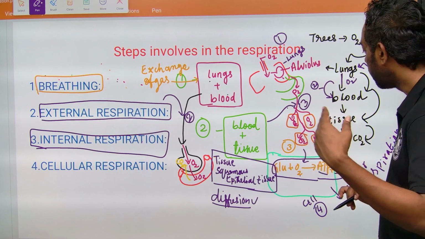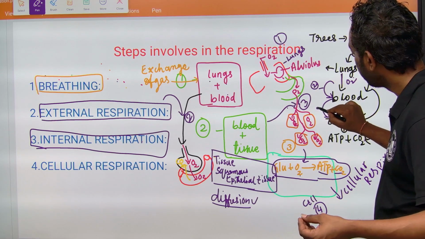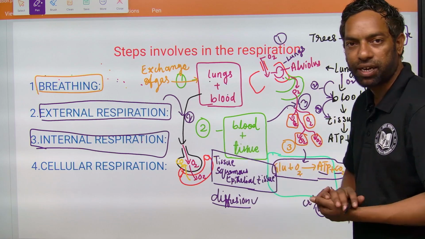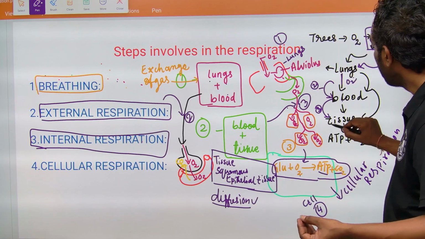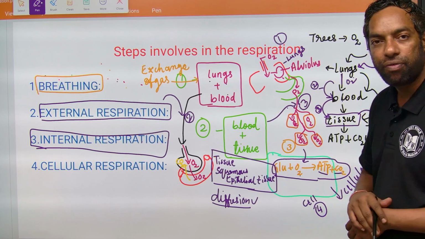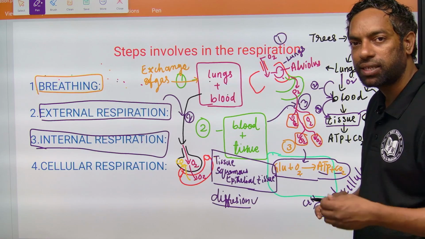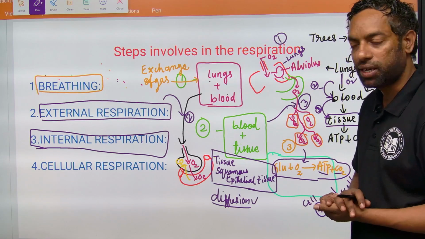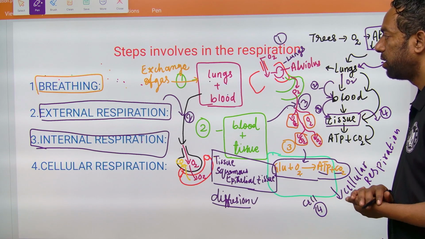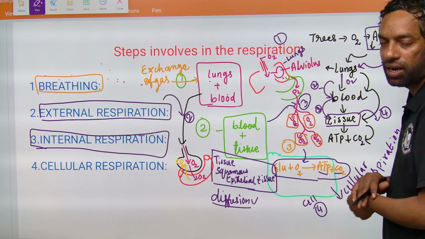Once the oxygen-rich blood is delivered to the tissue, between the tissue and blood there is internal respiration. Finally, in the tissue there is a breakdown of glucose in the presence of oxygen to release energy and carbon dioxide, which we call cellular respiration, the fourth step. Got it? Breathing, external respiration, internal respiration and cellular respiration.